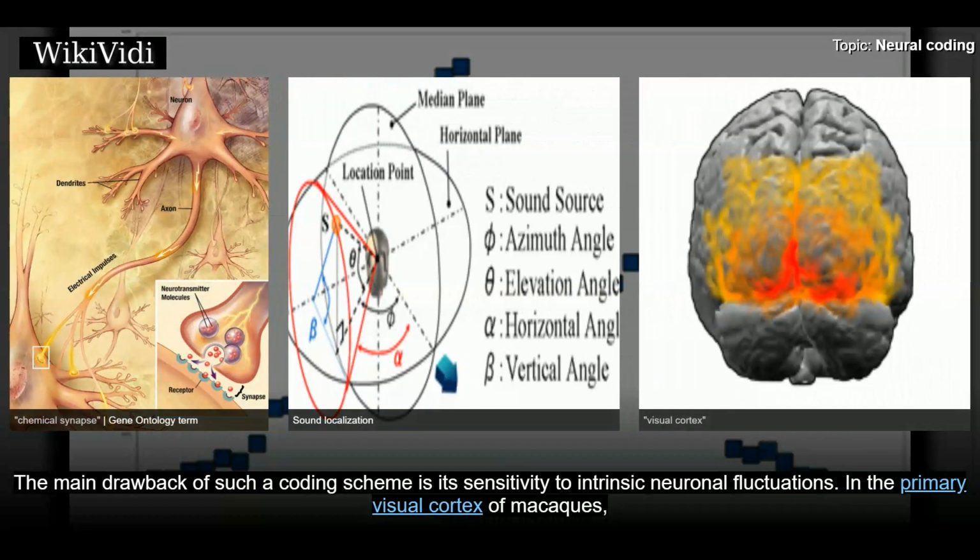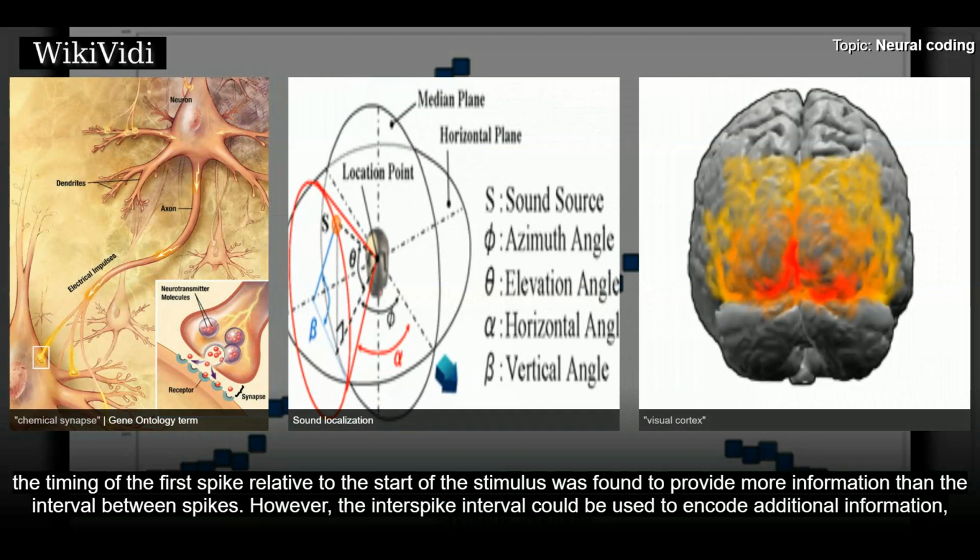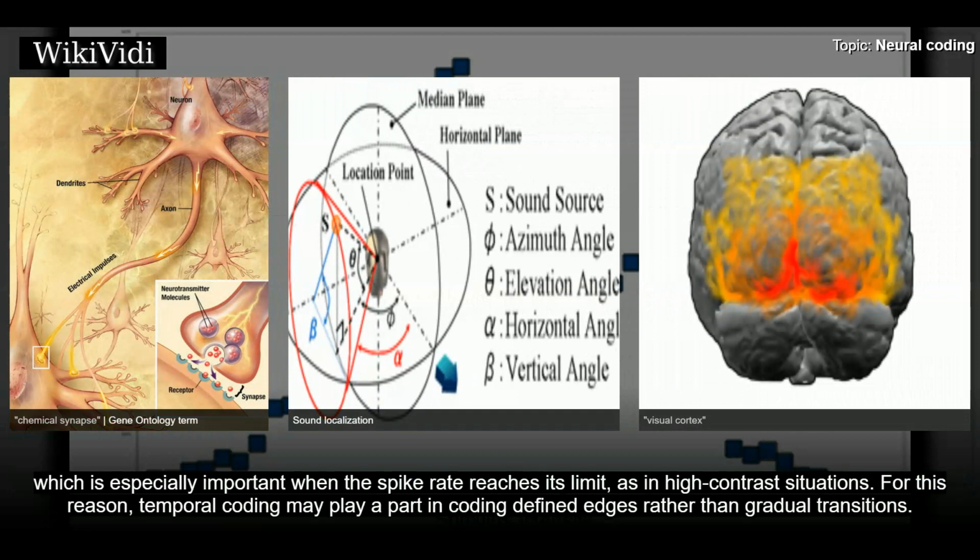The main drawback of such a coding scheme is its sensitivity to intrinsic neuronal fluctuations. In the primary visual cortex of macaques, the timing of the first spike relative to the start of the stimulus was found to provide more information than the interval between spikes. However, the interspike interval could be used to encode additional information, which is especially important when the spike rate reaches its limit, as in high contrast situations. For this reason, temporal coding may play a part in coding defined edges rather than gradual transitions.